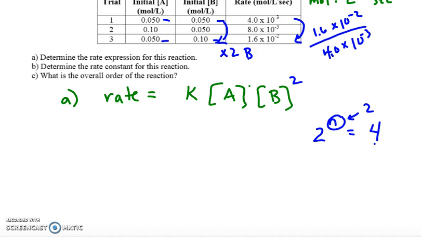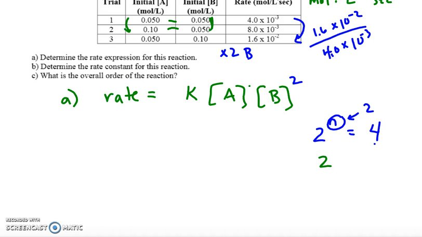Let's do the same thing for reactant A. To look at the effect of A on the rate, we have to find two trials where B has stayed the same. Okay, where B has stayed the same, that would be trials 1 and 2, right? So B is the same here and here. And let's take a look here. From trial 1 to trial 2, we see that that's a doubling of A.